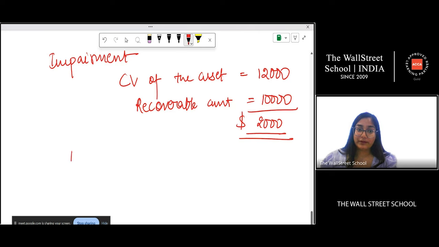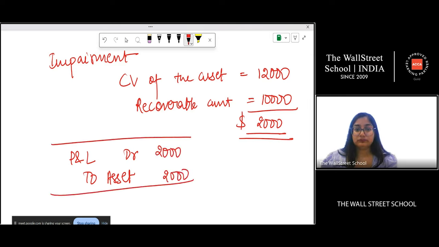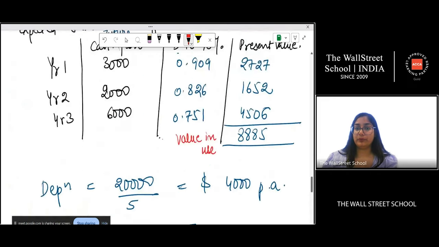So what will be the journal entry? P&L to asset for 2,000. I'll just scroll it up for you all.